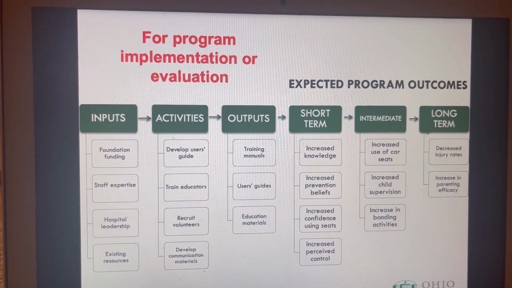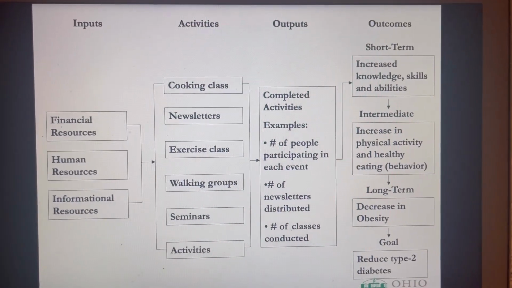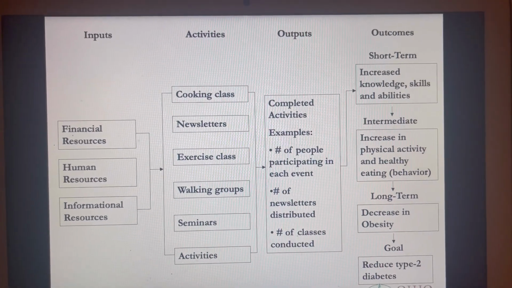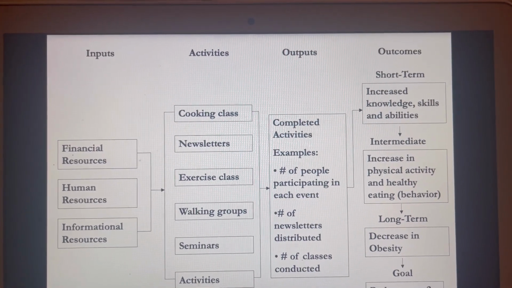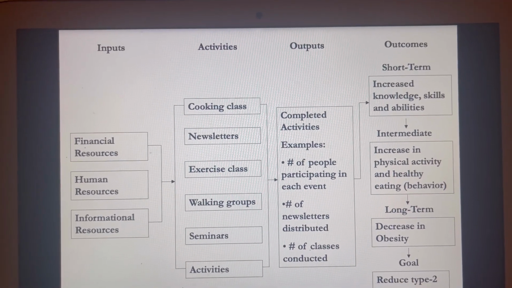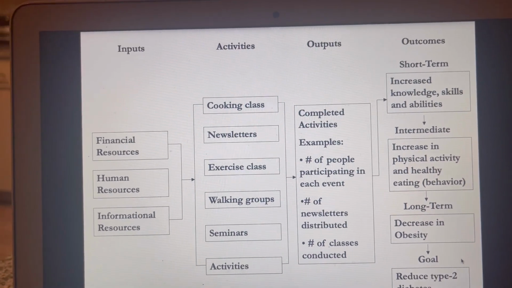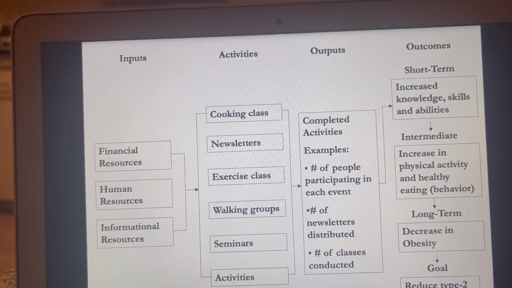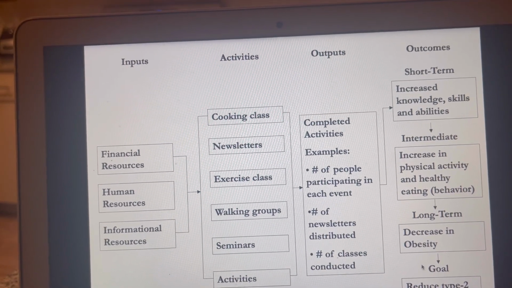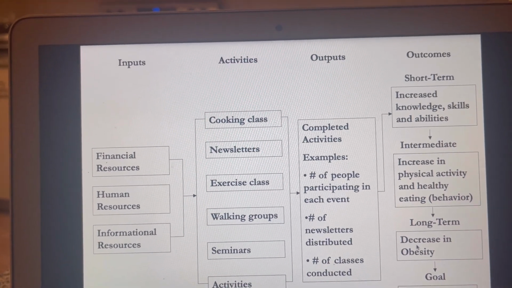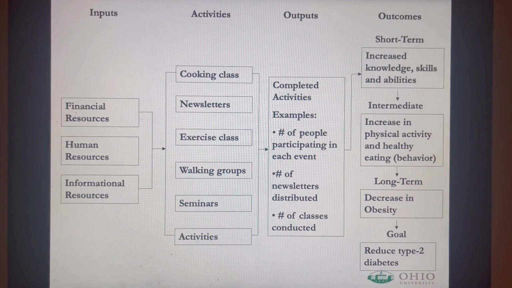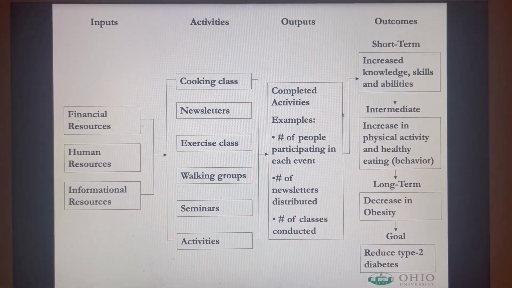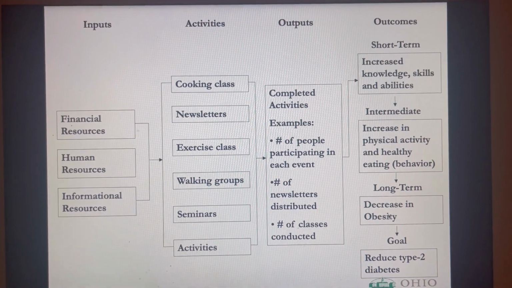Do you have any questions? Okay, we can go over one more example. In this example, our goal is to reduce type 2 diabetes, and our long-term outcome should be looking at a decrease in obesity.